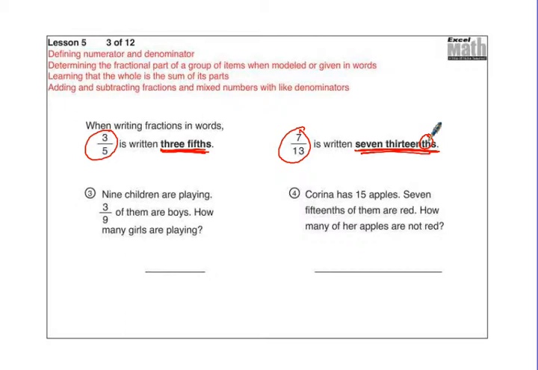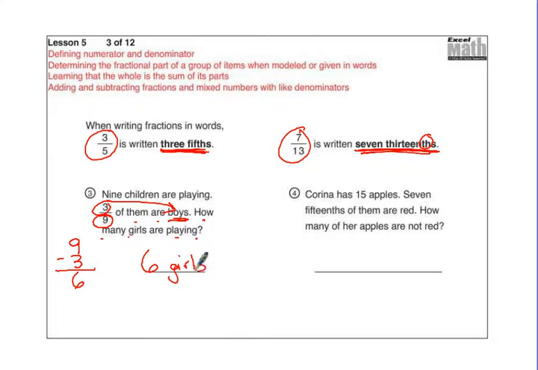9 children are playing. 3/9 of them are boys. How many girls are playing? Well, if 3/9 are boys, then 9 minus the 3, because that means there's a total of 9 kids. There are 3 boys. And if you take the 3 away, you get the rest of the kids, which obviously have to be girls. And so the answer is 6 girls.